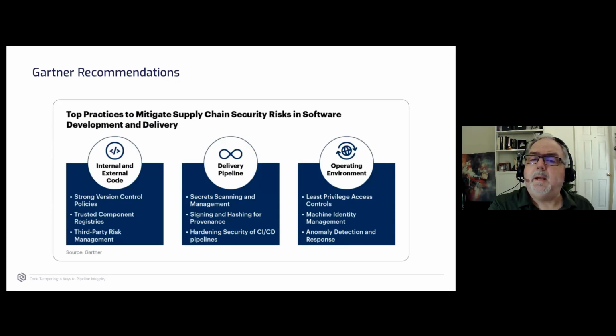These risks need to be managed in 3 distinct realms. The first is the internally developed custom code for the application and its external dependencies. This can be accomplished by hardening code repositories and registries and managing risks in third-party dependencies. The second realm is the software development and delivery pipeline. This includes secure secrets management, hardening CI/CD configurations, and validating provenance. And the third realm is the operating environment where the application runs. This includes least privilege enforcement, strong authentication and identity management, and looking for anomalous activity.